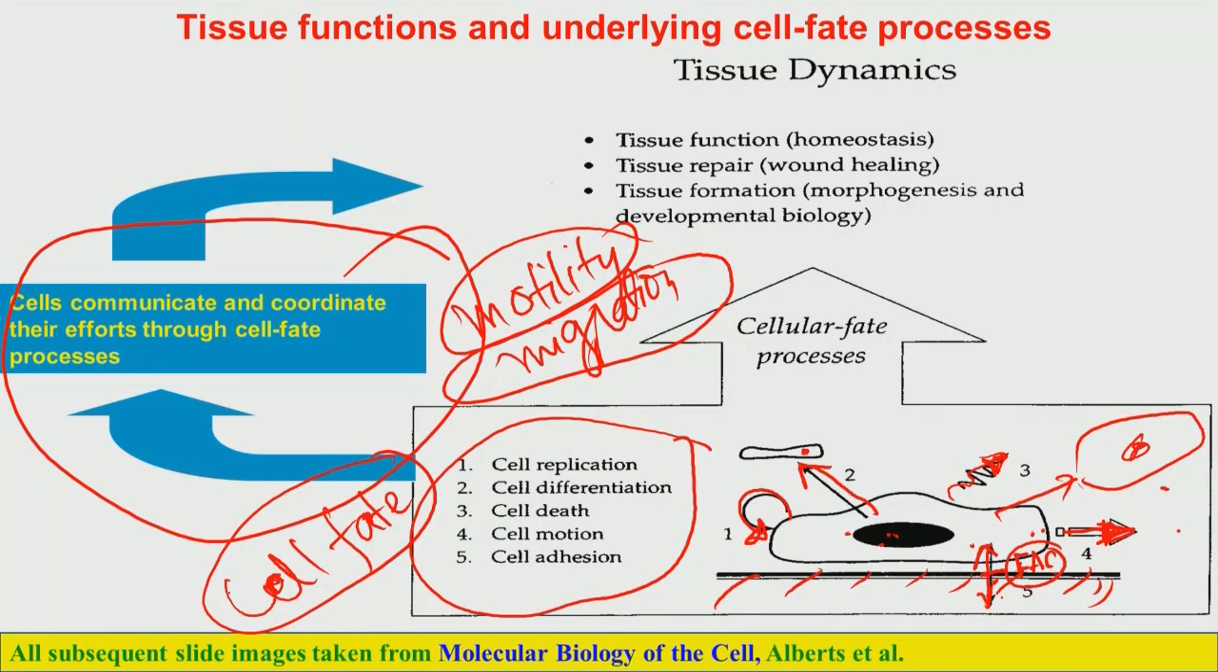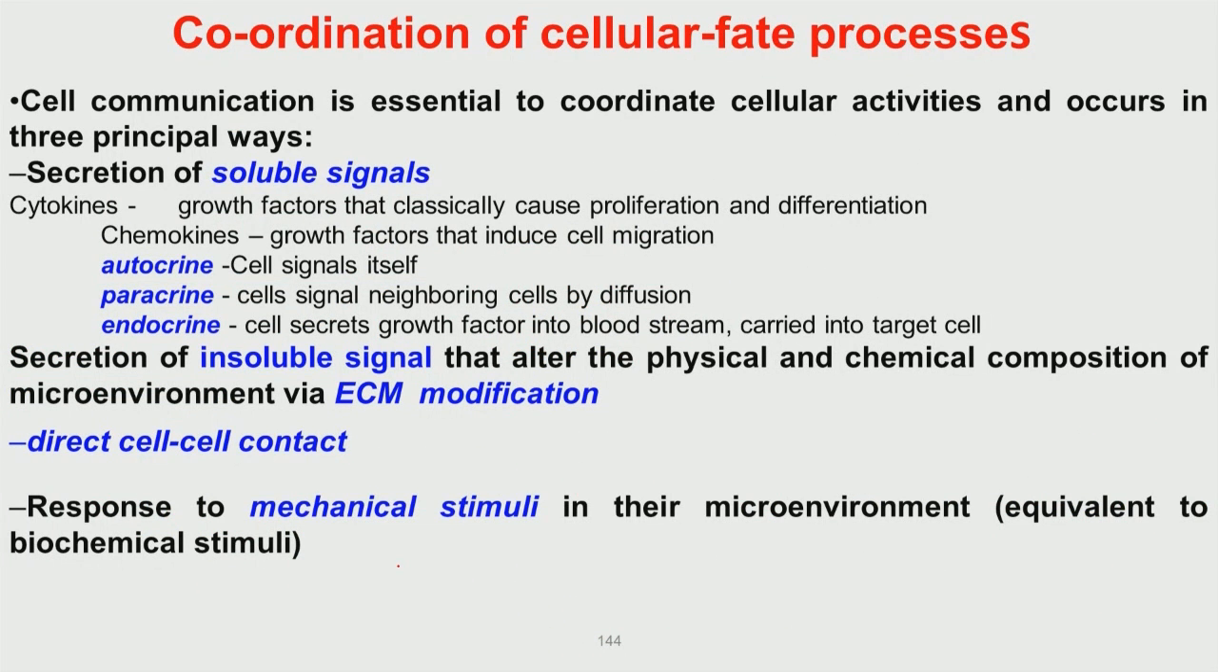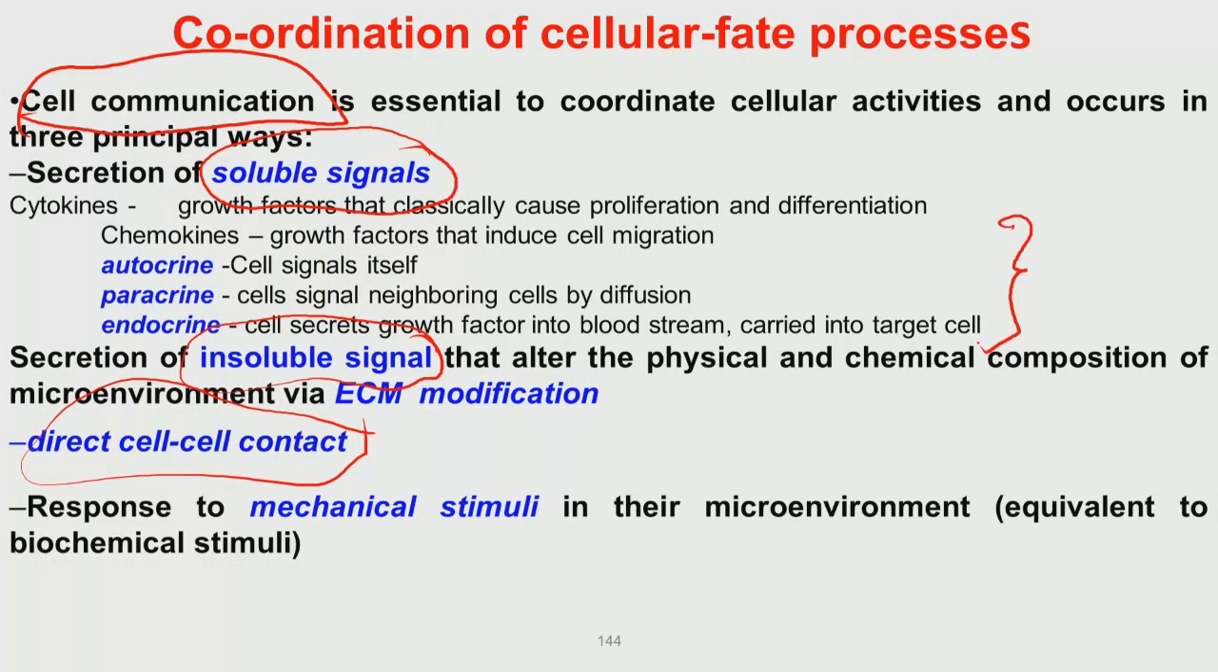Now, all these cell fate processes are essentially the result of a coordinated cell signaling process. So, therefore, one has to also define what the cell signaling process is. Cell signaling is nothing but a part of cell communication, and cell communication is essential to coordinate all the cellular activities, and it occurs in three principal ways. One is the soluble signal, the second one is the insoluble signal, and the third one is direct cell to cell contact. I will explain to you one by one, but first let us see what soluble signals are.